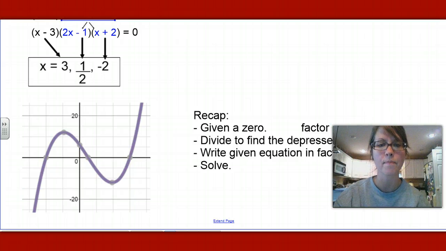Okay, so to recap, when we're given a 0, that is a factor. Okay, we change it into its factor. We divide by that factor to find the depressed polynomial, and then we write the given equation in factored form, and we solve from there.